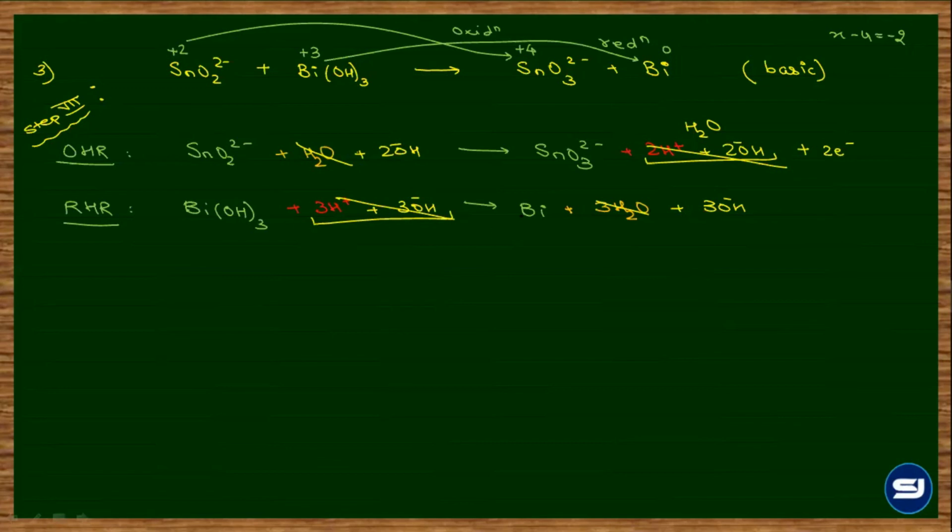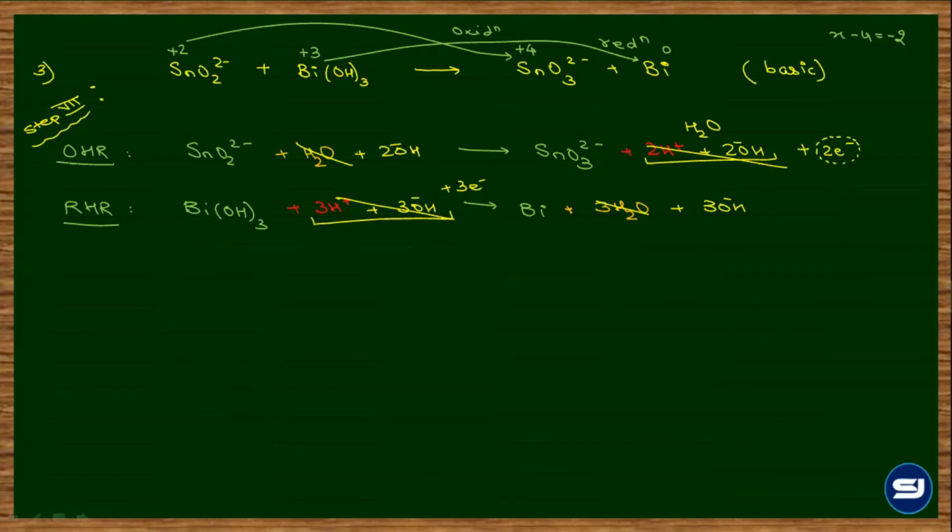And here 0 and 3 minus. Three electrons need to be gained. Just 3 electrons need to be gained. Perfect. Good. And now for balancing this half reaction, the total electrons lost should be equal to gained.